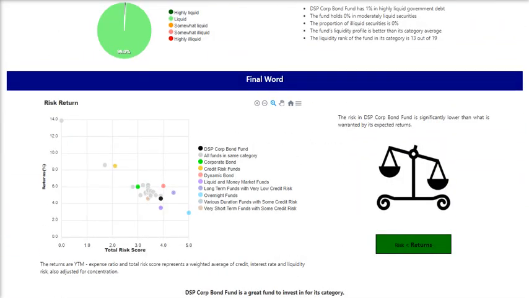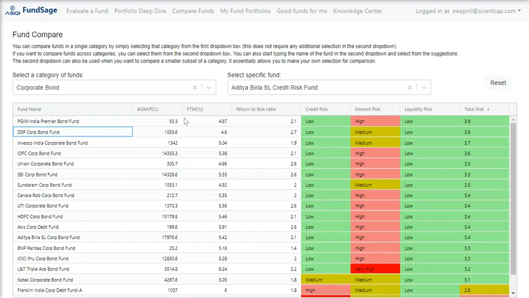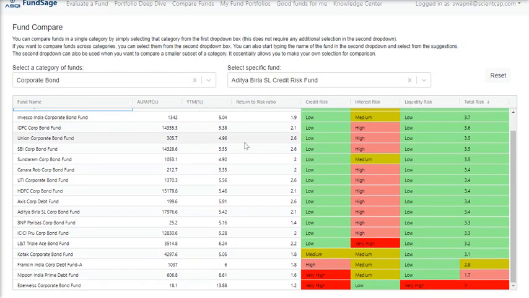So that's in a nutshell all about fund compare.